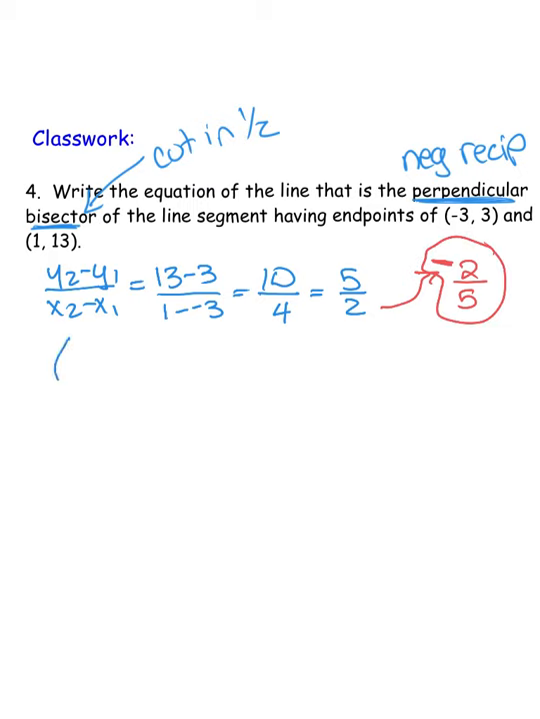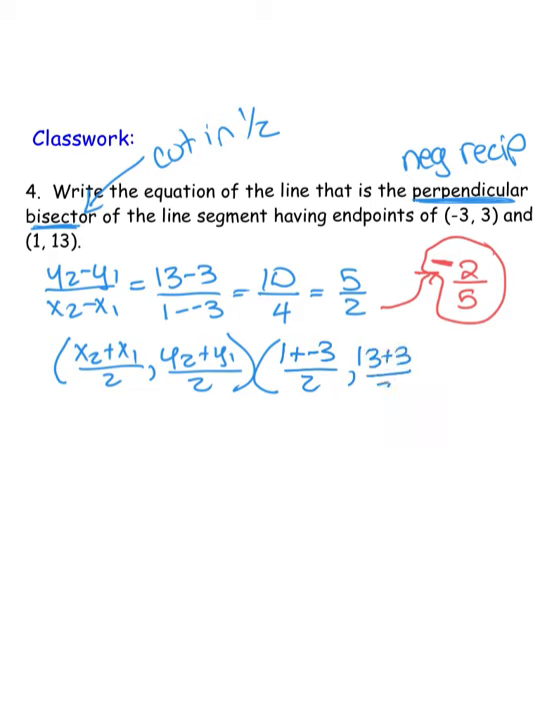Now I'm also going to find the midpoint. So x2 plus x1, y2 plus y1. We're going to plug in what we know. So we've got 1 plus negative 3 over 2 and 13 plus 3 over 2. Again, if you like to use that calculator in one shot, put that in parentheses. 1 plus negative 3 is negative 2, divided by 2 is negative 1. Again, put that in parentheses if you're going to type the second one all in one shot. 13 plus 3 is 16, divided by 2 is 8.